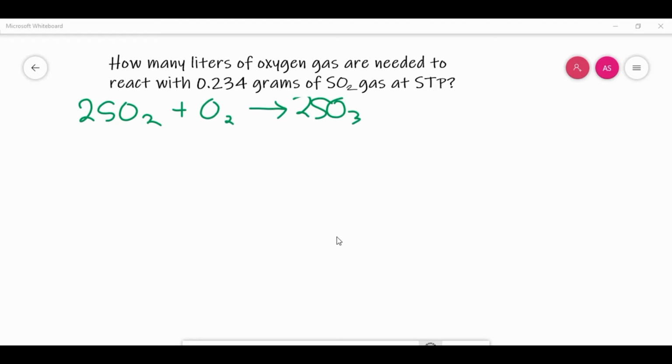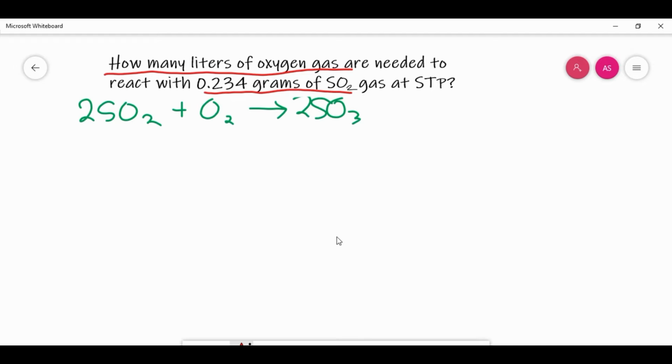So the question asks us to find how many liters of oxygen gas needed to react with 0.234 grams of SO2. Okay, so we have mass here and the question asks us to find volume. So now, we have to determine the unknown and the known.